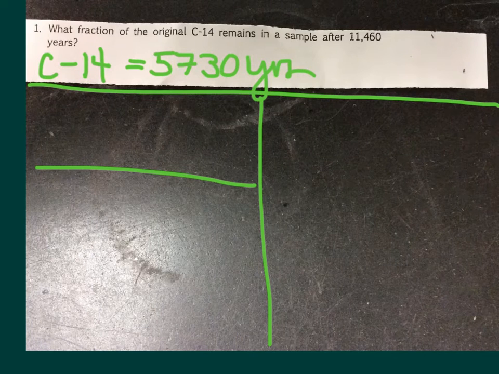What fraction of the original carbon-14 remains in a sample after 11,460 years? You do need a piece of information. You need the piece of information that the half-life of carbon-14 is 5,730 years. 11,460 divided by 5,730.